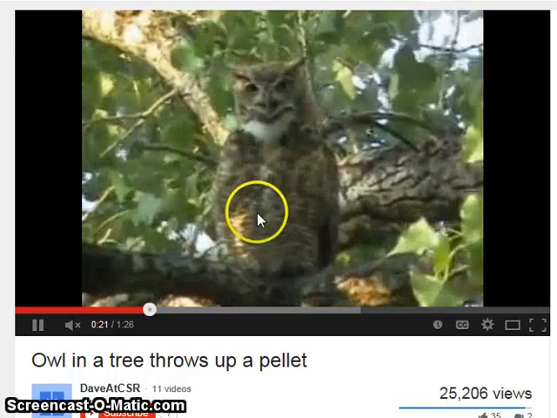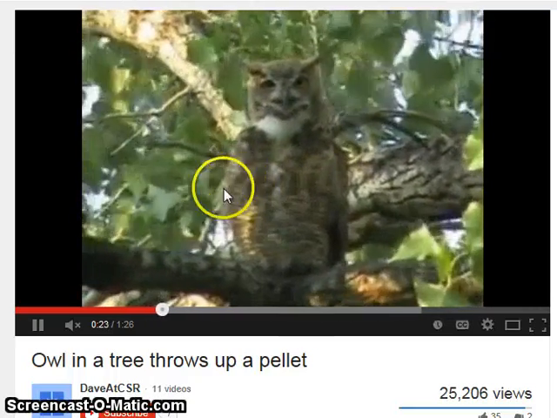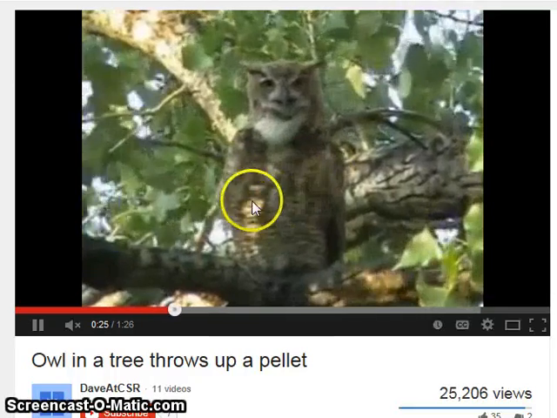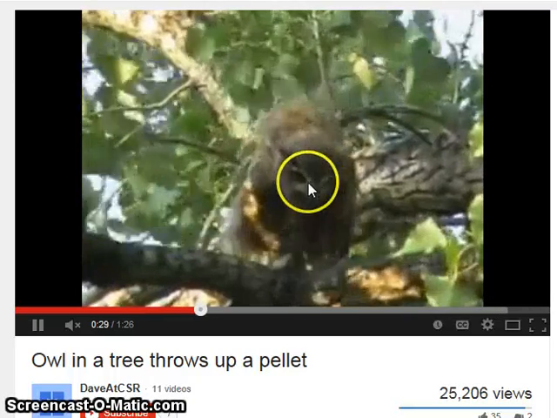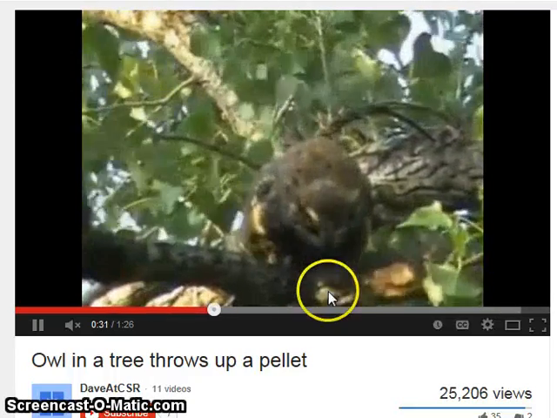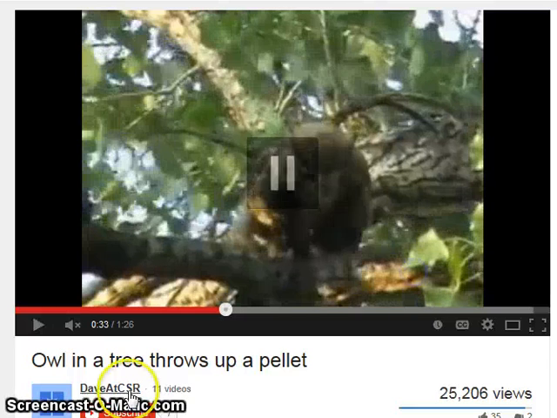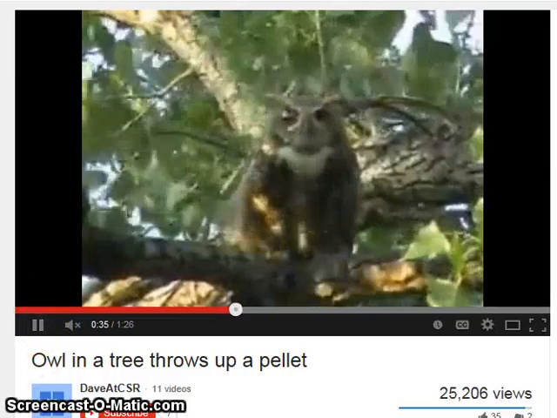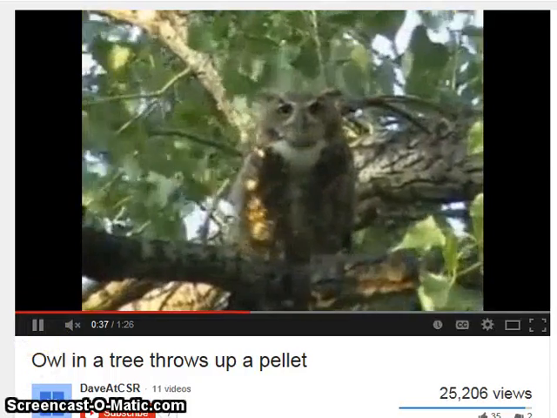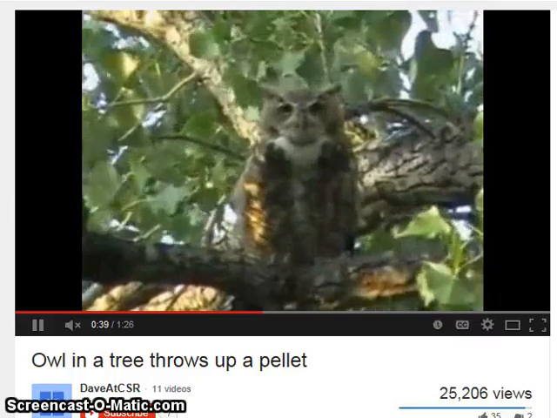Now watch how its mouth is opening up and he's getting ready to throw it out. And there it went. That was really quick. It might have been hard to see. But I know based on his facial expression it kind of looks painful, but it's actually not.